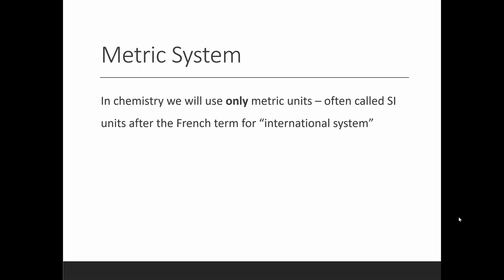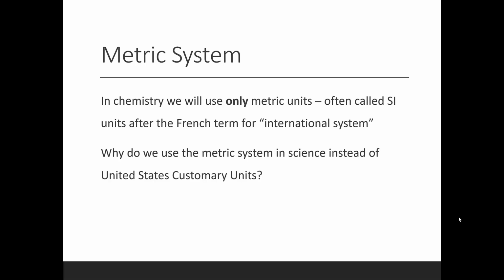In chemistry, we will only be using metric units, or we might also call them SI units, which is after the French term for international system. These units were adopted by France, and we have used them ever since in the sciences. Now, the question is, why do we use the metric system in science instead of the United States customary units? And the answer is because most other countries use the metric system.